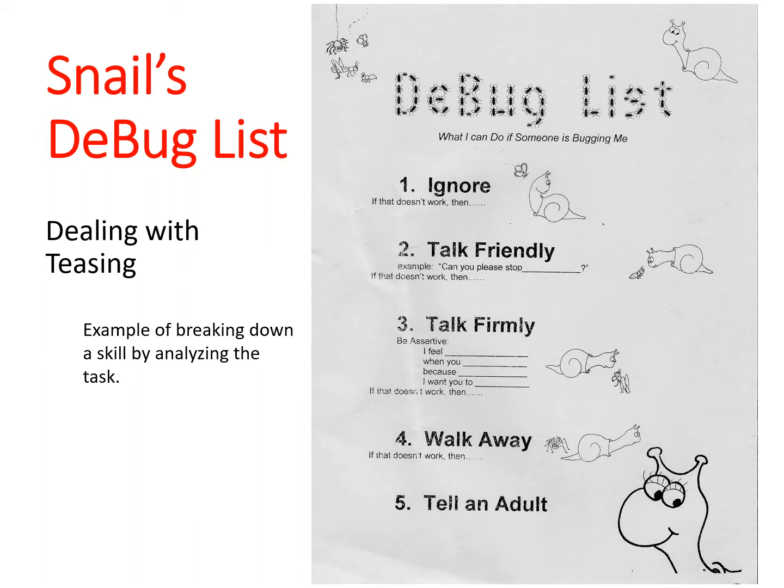Here's a cute example of breaking down a skill by analyzing the task and then creating a visual that you might give to students or hang in your classroom. This is a crucial part of developing a social skills lesson.